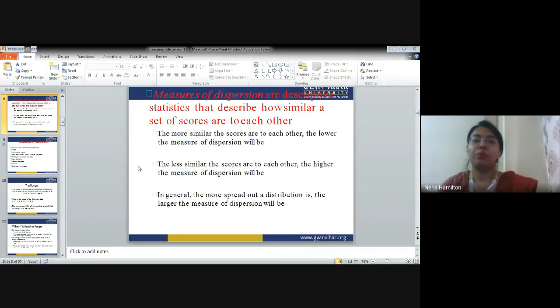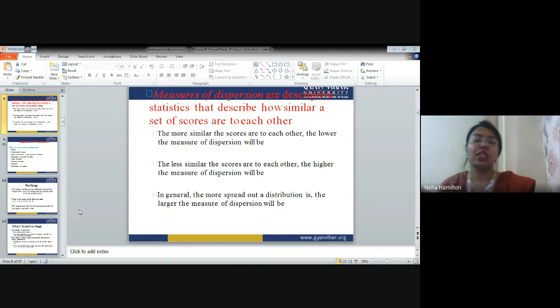Now, measures of dispersion are descriptive statistics. The more similar the scores are to each other, the lower the measure of dispersion will be. The less similar the scores are to each other, the higher the measure of dispersion will be. In general, the more spread out a distribution is, the larger the measure of dispersion will be.